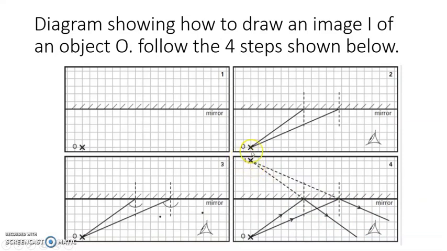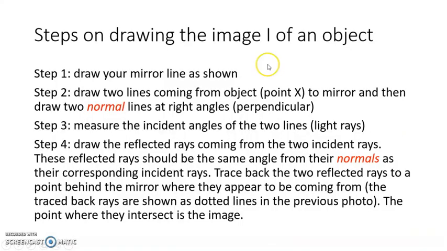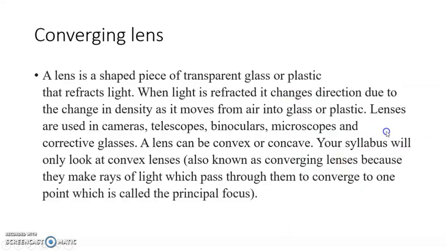So you have to understand that the object is the real thing, okay? And then the image is the virtual thing. So you are an object. The image is what you see in the mirror. It's the reflection of you, okay? Right. Now, I've already covered these steps here. Like I say, step 1, draw your mirror line, etc., etc. So you can go through that if you want to make notes.